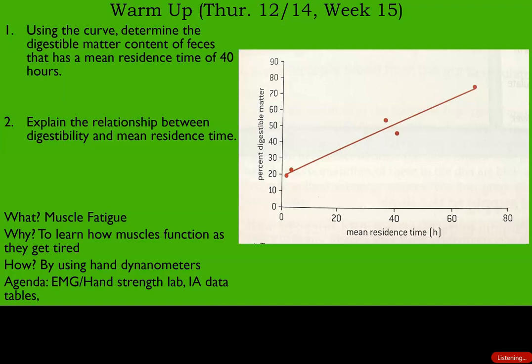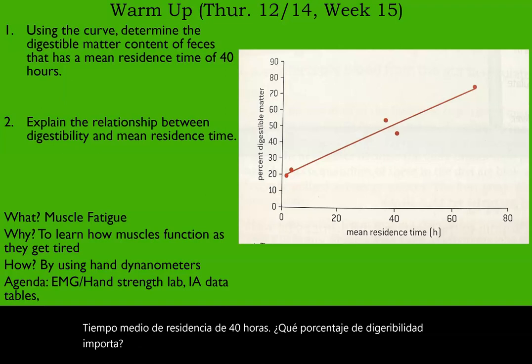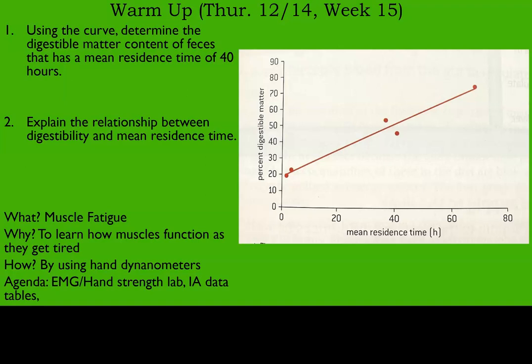Someone's gonna win today. The big winner. Esme, what do you think? For mean residence time of 40 hours, what percent digestible matter does that match up to? Oh, 52? What do you guys think? Cannot see it? It's too small? You think it's under 40?